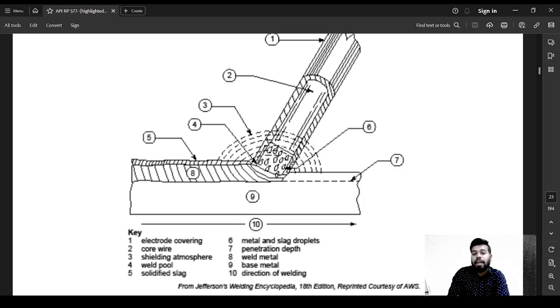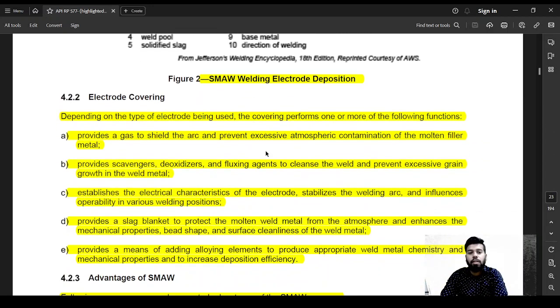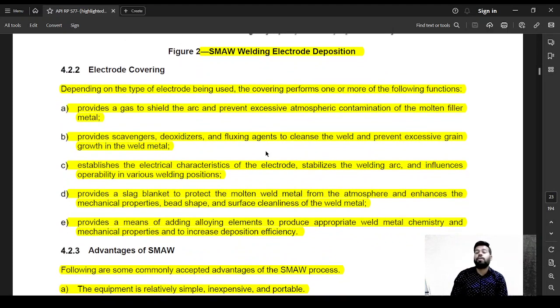It creates a surrounding area where your weldment is protected from the environmental conditions. A layer of slag deposits on the weldment which can be removed by cleaning the pass after it is done. So electrode covering, depending on the type of electrode that is being used, the covering performs one or more of the following functions. So you can have multiple coatings. You can have cellulose coating, you can have ferrous oxide coating, you can have potassium coating. Other types of coatings are available. The terminology is given in ASME section 9, which tells you what kind of coating characteristics you have.